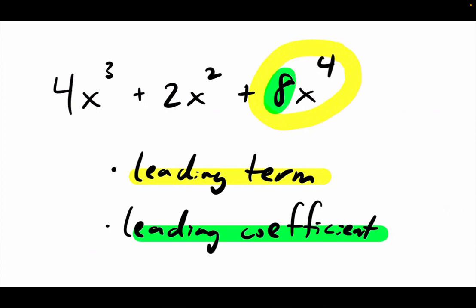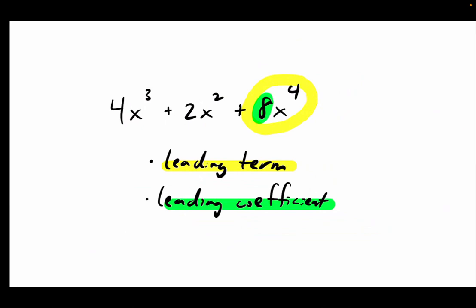Because what is a coefficient? A coefficient is just a number in front of a letter. The leading term we talked about was this one. The coefficient is just the number. It's just the number.